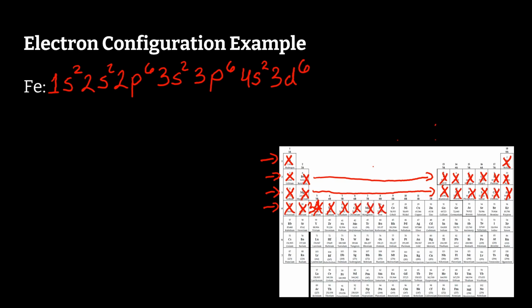So 3D6 will be our electron configuration for our Fe. So just remember that whenever we enter into the D block, we are going to reduce the row number by 1.